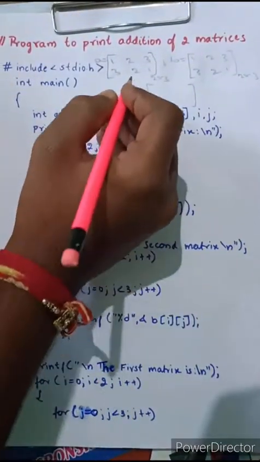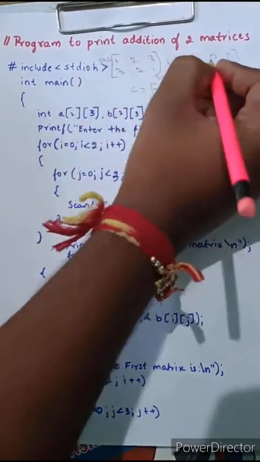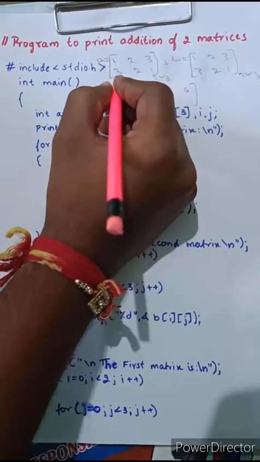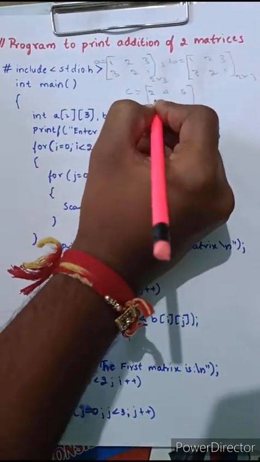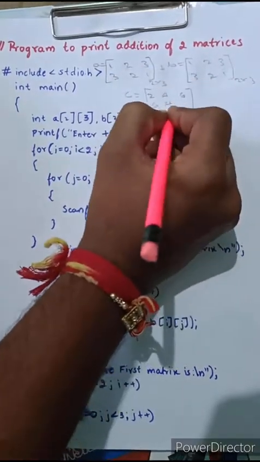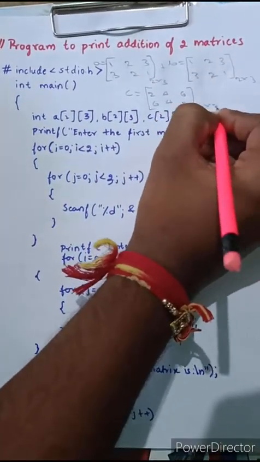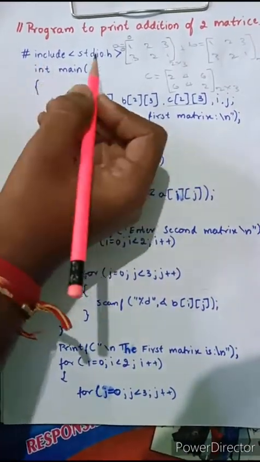So the result will be stored as 1 plus 1 equal to 2, 2 plus 2 equal to 4, and 3 plus 3 equal to 6. And the second row, 3 plus 3 equal to 6, 2 plus 2 equal to 4, and 1 plus 1 equal to 2. And this is also a 2 cross 3 matrix. So now our real program starts.